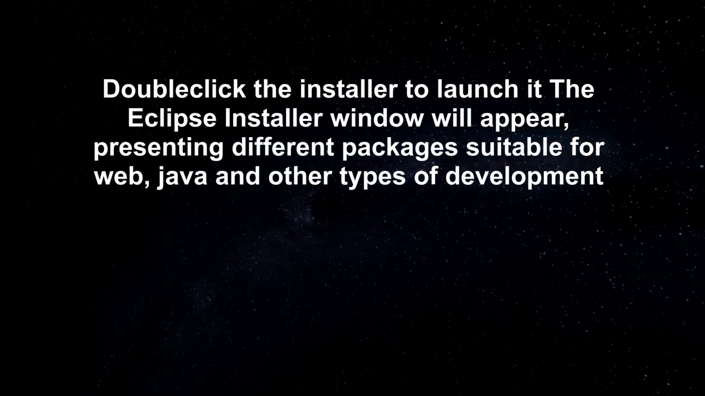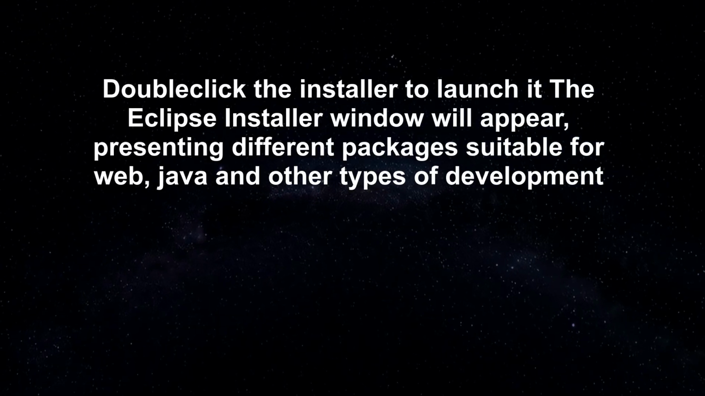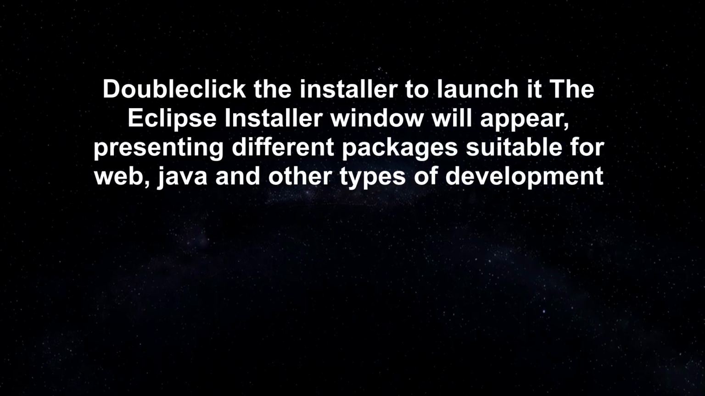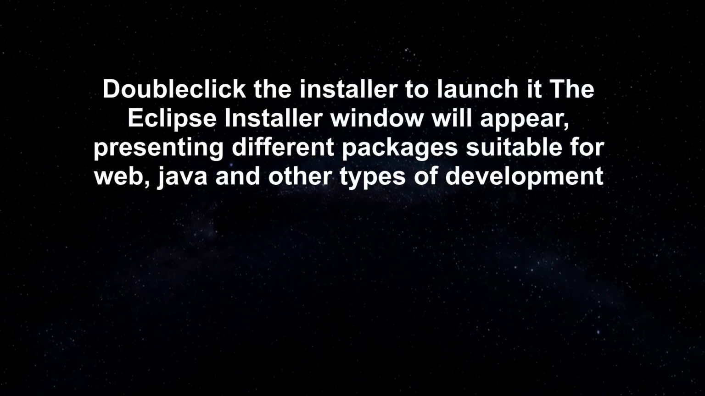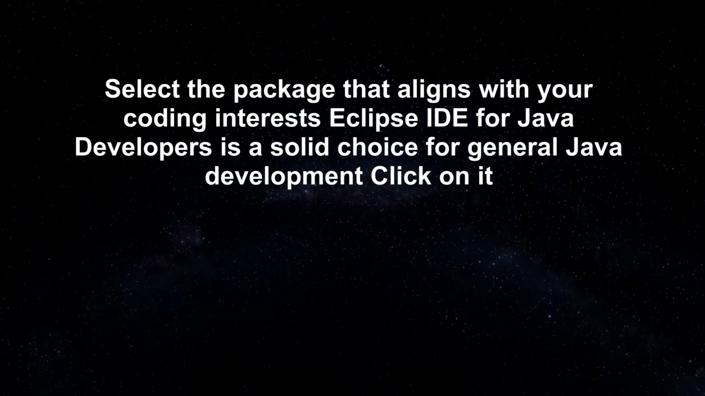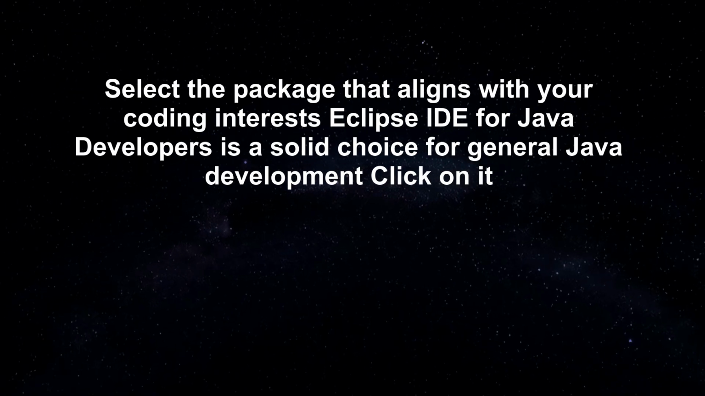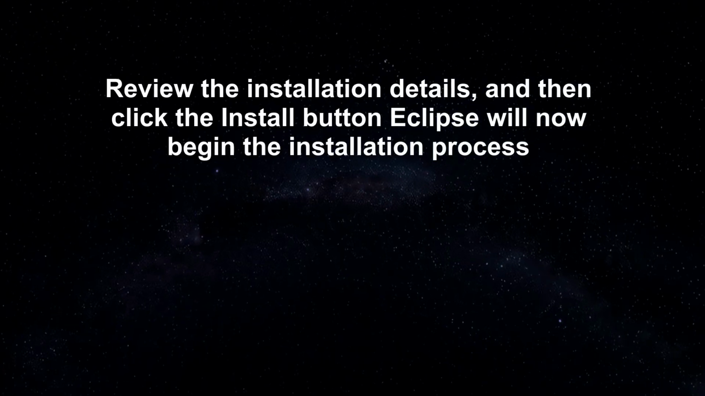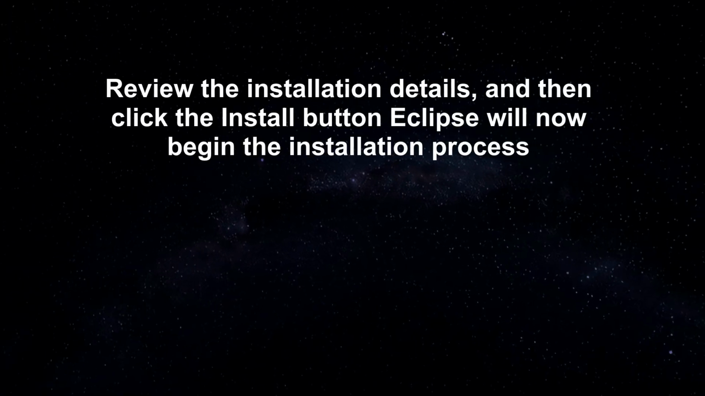Once the download is complete, locate the installer in your downloads folder. Double-click the installer to launch it. The Eclipse installer window will appear, presenting different packages suitable for web, Java, and other types of development. Select the package that aligns with your coding interests. Eclipse IDE for Java developers is a solid choice for general Java development. Click on it. Review the installation details, and then click the Install button.